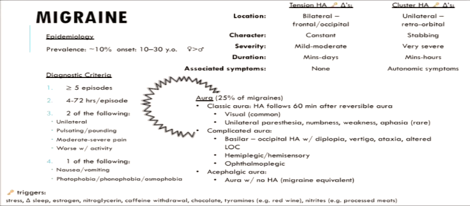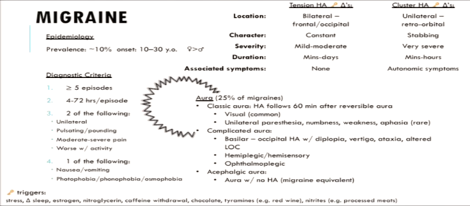So what are the key differences between a tension and a cluster headache, which are the other two primary ones that you should definitely know? So location can be helpful. So remember, tension headache is more likely bilateral, usually frontal occipital. They'll classically say, I have tense muscles in my neck, and the pain radiates up from the back towards the top of my head frontally.